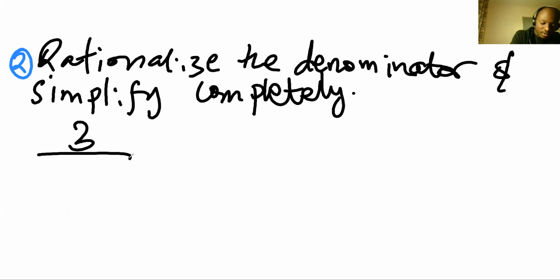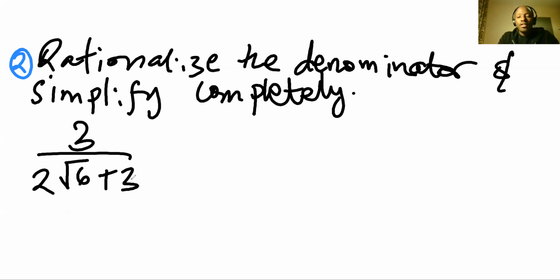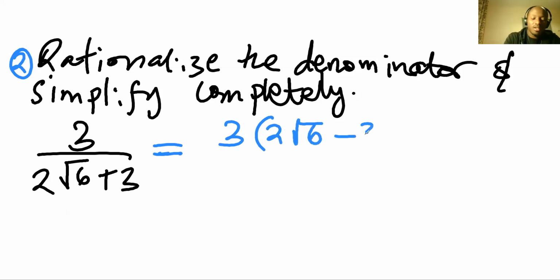So this one we'll do a little bit faster. 3 over 2 root 6 plus 3. Let's get to the solution. So the first step is multiply by the conjugate of the denominator. So this one, we multiply the numerator and the denominator by the conjugate of the denominator. So the conjugate of the denominator is 2 root 6 minus 3.